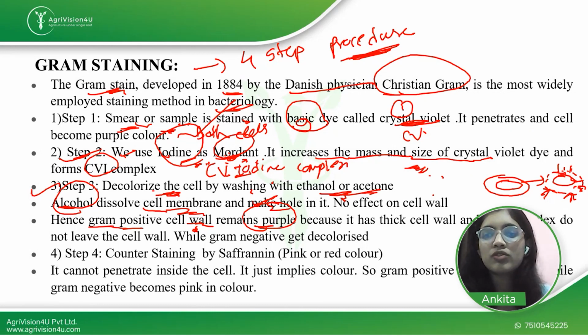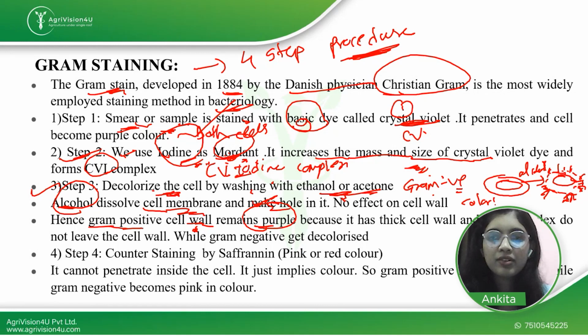Here in this picture, which I have drawn, you can see how these holes are made by using the alcohol. This is what happens after using the decolorizer. Holes will be made, so what will happen? The cell will lose its color. It will lose its purple color. Your gram negative in the third step will become colorless, but your gram positive will remain purple. That is what is happening here, while gram negative gets decolorized, meaning it will lose its color.